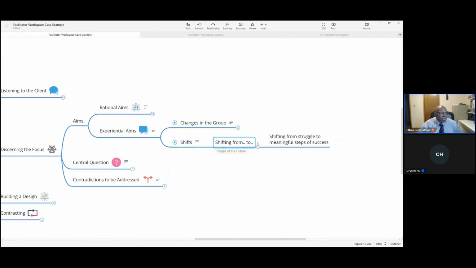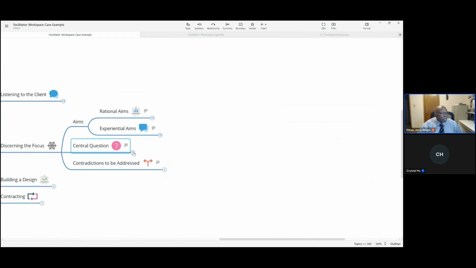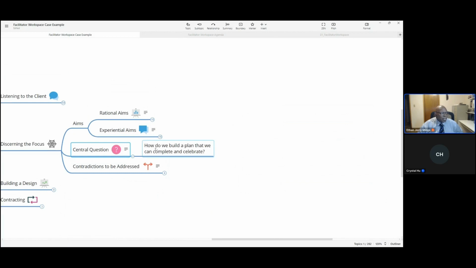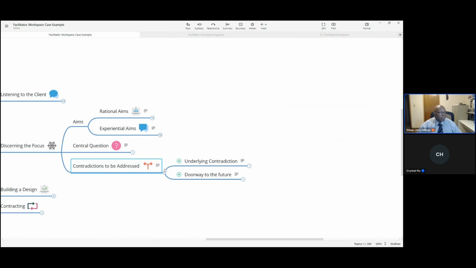And then there's the big shift: from struggle to meaningful steps of success. So I find this really helpful in terms of having a framework to listen. How do we build a plan that we can complete in success? So that's a lot of data we gathered using a framework from an external source in our map, and it's all there in one place that we can see it, along with the outstanding contradiction.